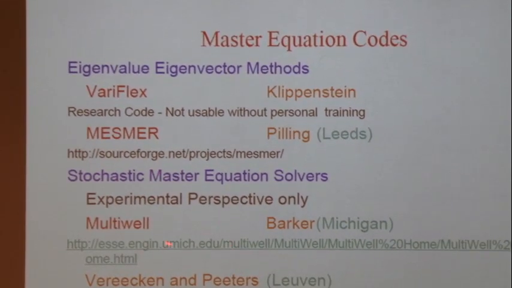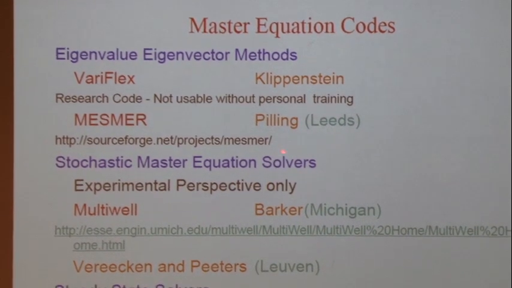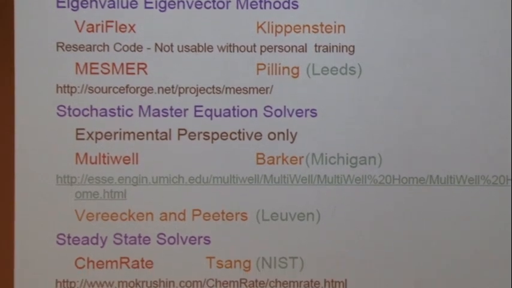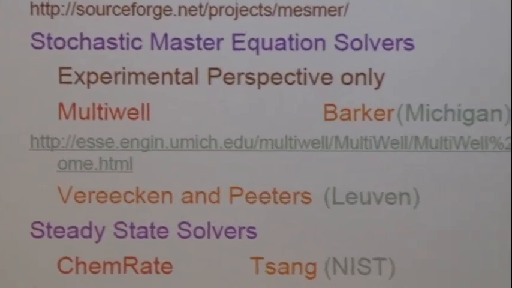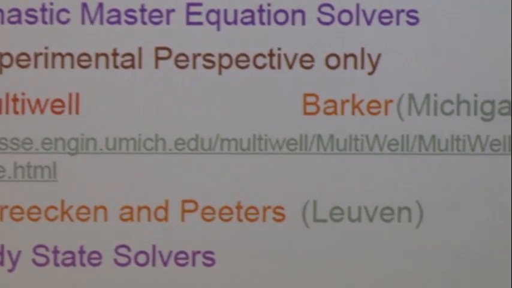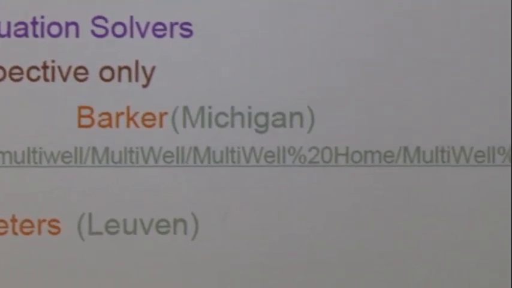There's another nicely maintained set by Barker at Michigan called Multiwell. This one does the master equations nicely. However, the solver is stochastic, which means that every time you solve it, you get a different result. And also, if you have a low probability event, you may not sample it. So this is not good for rare event rates. So personally, I really don't like the solver. However, everything else about this is really nice.